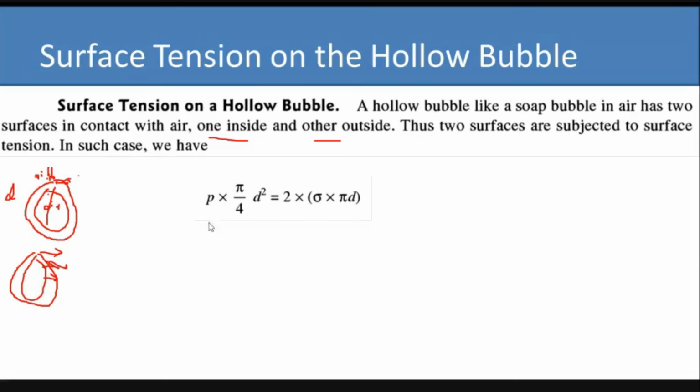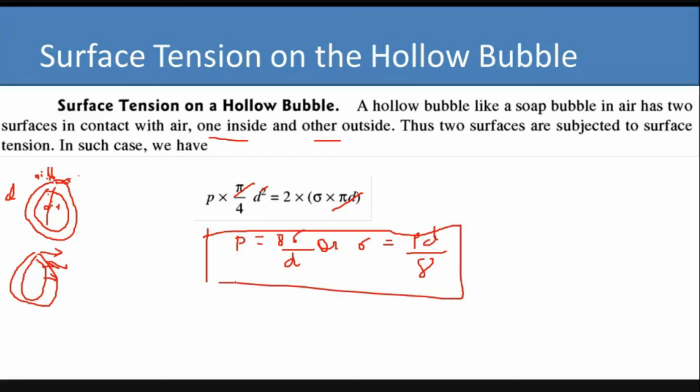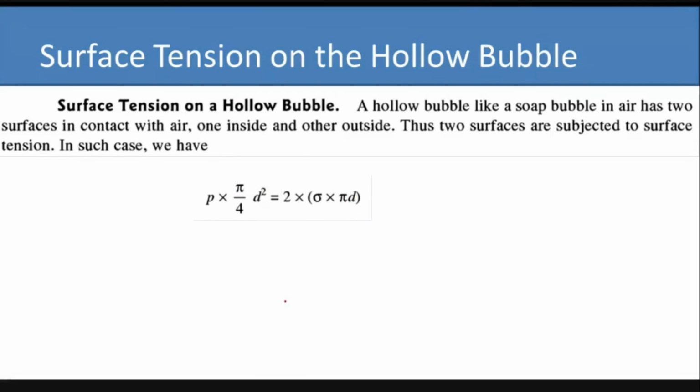If P is the pressure inside the hollow bubble, the pressure force will be P into pi by 4 d square. For equilibrium, P into pi by 4 d square should equal 2 into sigma into pi d. Again, from both sides we can cancel pi and one d. So in this case P equals 8 sigma by d, or sigma equals pd by 8.